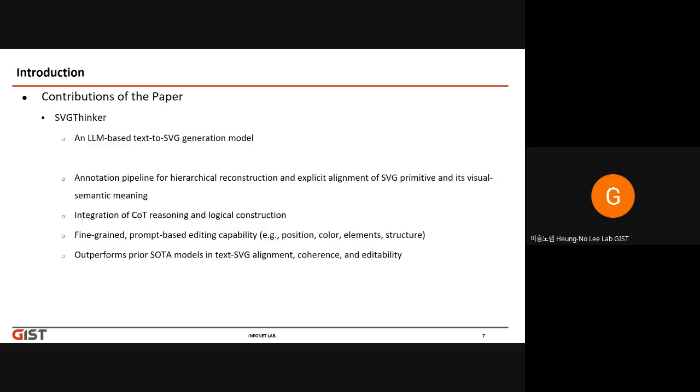They also come with an annotation pipeline for the reconstruction of the hierarchical structure, and they give explicit alignment of the SVG primitives and their visual semantic meanings. They outperform the prior SOTA models in text and image alignment, coherence, and editability.